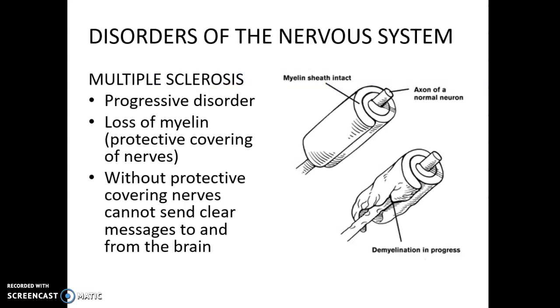The next disorder we want to talk about is multiple sclerosis. It is also a progressive disorder, which means it gets worse over time. Loss of the protective covering on the nerves. On the top one, you can see the myelin sheath. On the bottom, you can see where it is deteriorating. Without the protective covering, the nerves cannot send clear messages to the brain.